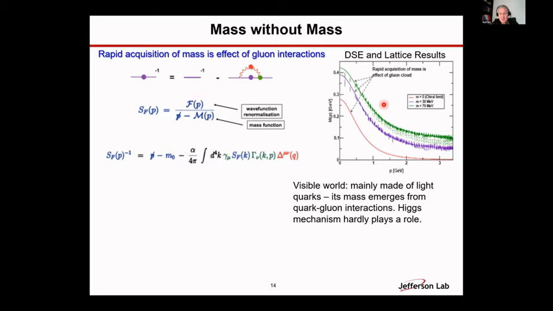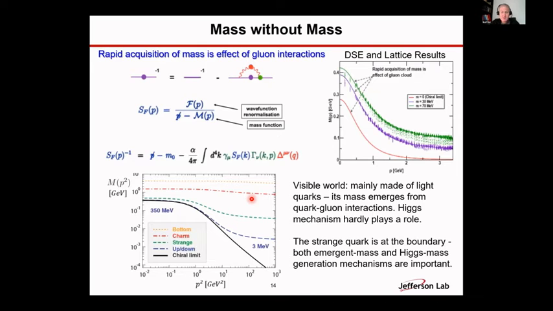And that's partly why we say, well, look, the mass of the visible world comes from the quark-gluon interaction, and the Higgs mechanism hardly plays a role. The Higgs mechanism might be relevant here, but its mass is much bigger, so it wins. And this is, of course, true not just for the light quarks, it's also true for the strange quarks and heavier quarks. If you look at the strange quark system, it has some mass already from the Higgs mechanism, but it's about half the mass. It also gets half of its mass from this emergent mass mechanism, this quark-gluon interaction. So it really is at the boundary of emergent mass and Higgs mass generation.